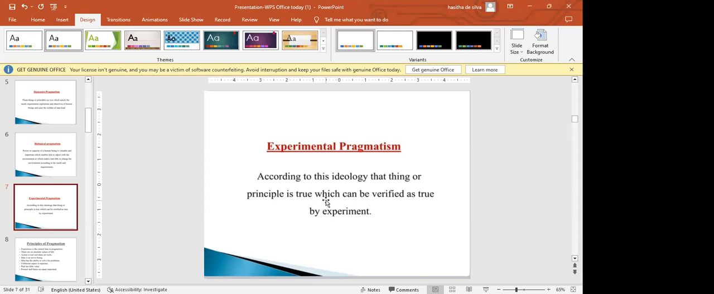outcomes of these experiments. Experimental pragmatism aligns with the broader pragmatic principle of valuing practical consequences over abstract or metaphysical merits. It emphasizes the need to evaluate theories and beliefs based on their practical effectiveness in addressing real-world problems or achieving desired outcomes. By conducting experiments, individuals can gather data and evidence that inform their understanding and guide their actions, allowing for continuous refinement and adaptation of ideas.